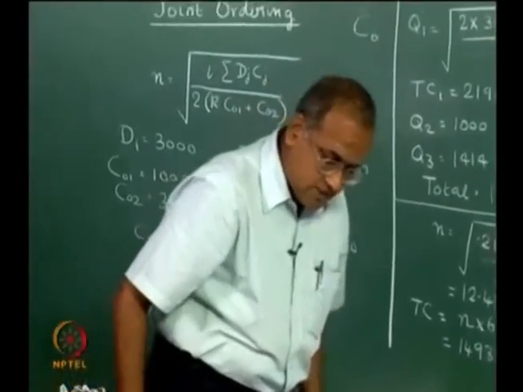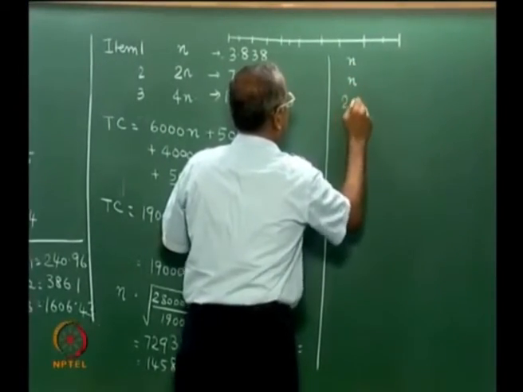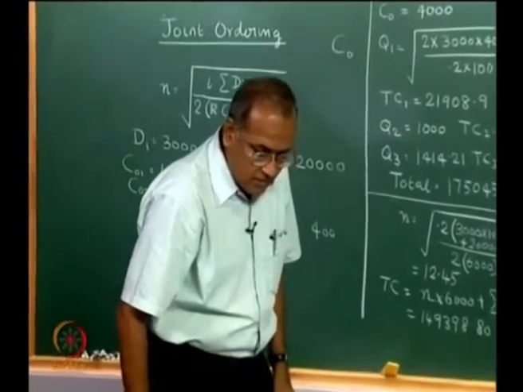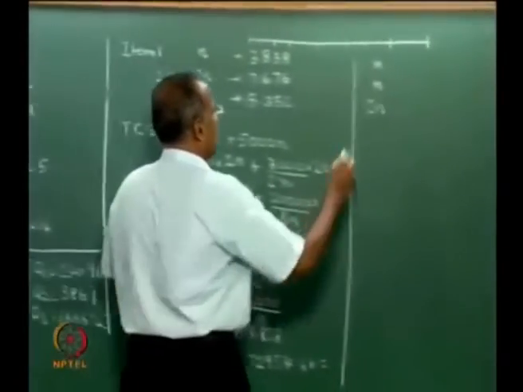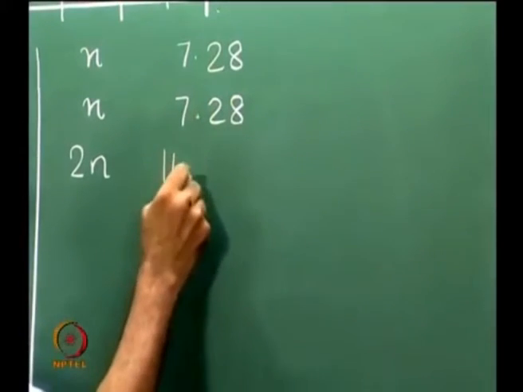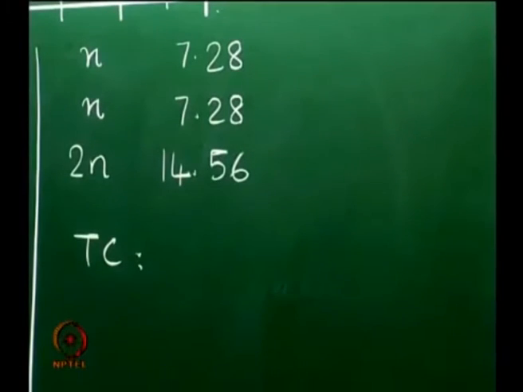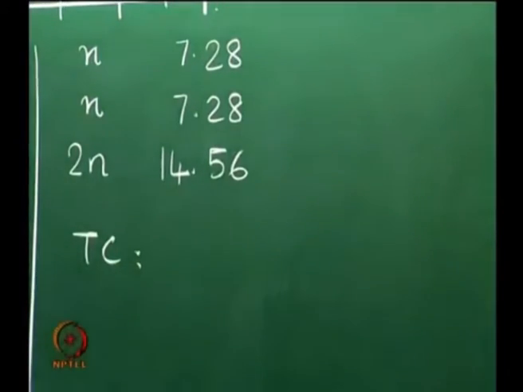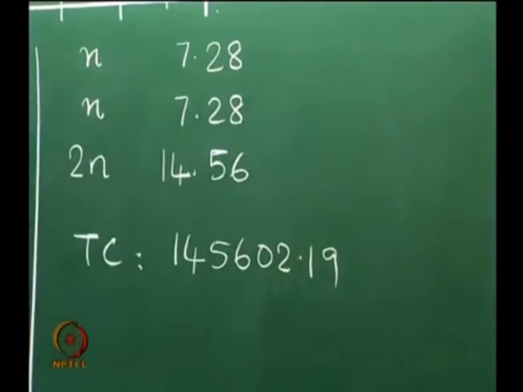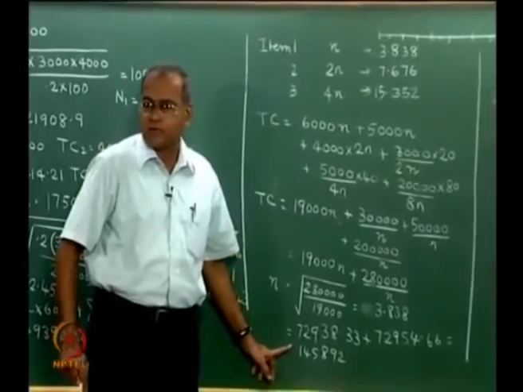In fact, if we do 1:1:2, which means n and 2n, for this particular problem we will have n equal to 7.28 and the total cost comes out to 1456.02, which is a slight decrease compared to 1458.92.